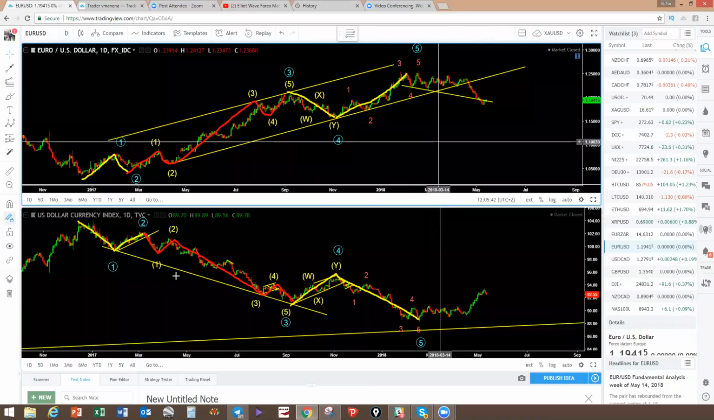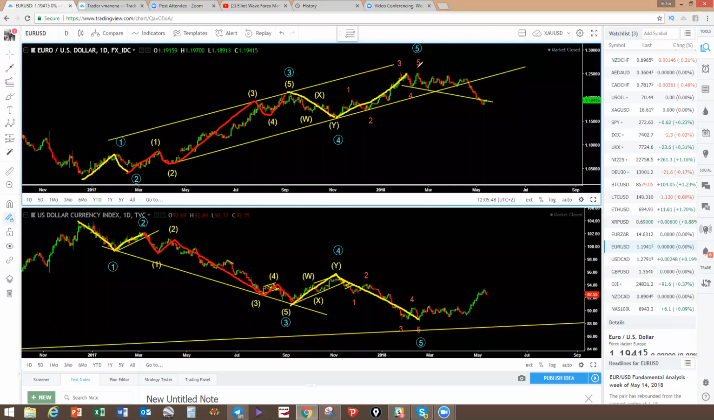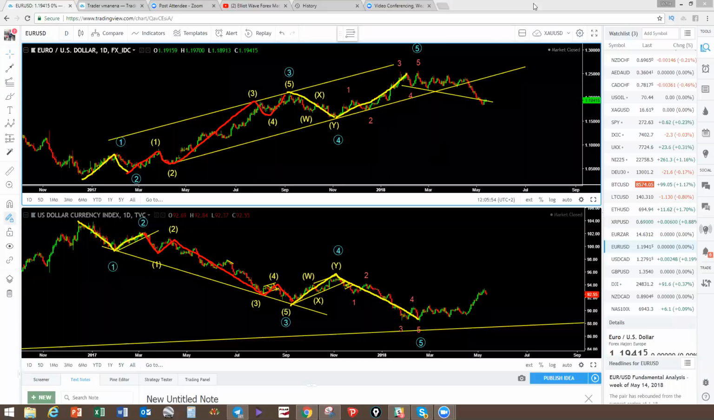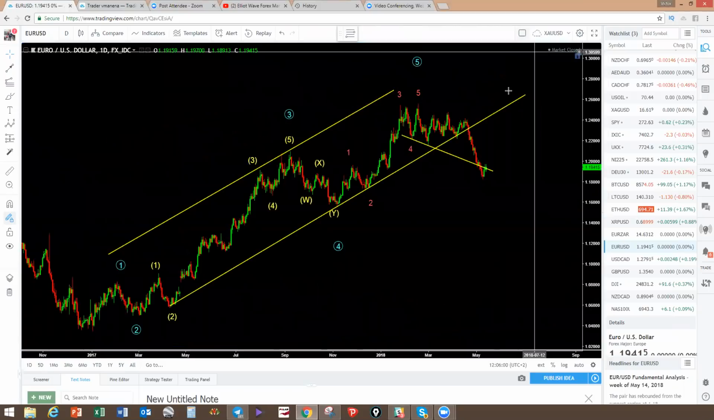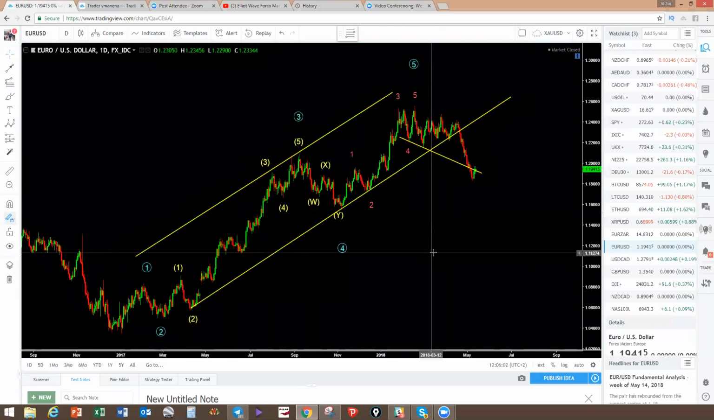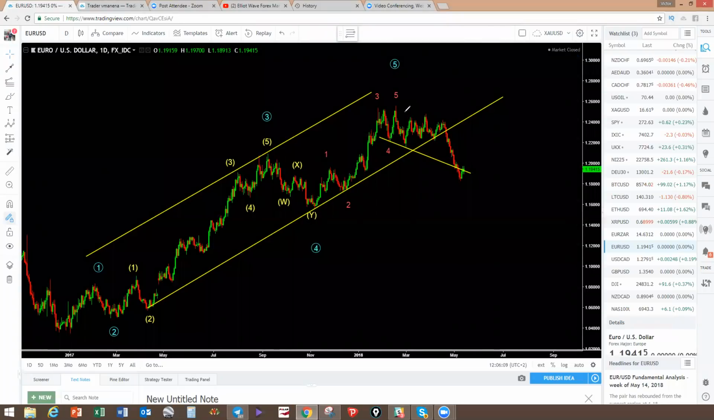Okay, so let's go into the Euro US dollar chart. Here you can see the higher degree 1, 2, 3, 4, 5. I'm counting it as complete, both for Euro US dollar and the dollar index, obviously. Let's get one chart and get the dollar index. You know that everything that's happening on the Euro US dollar is the complete inverse on the dollar index. All right.